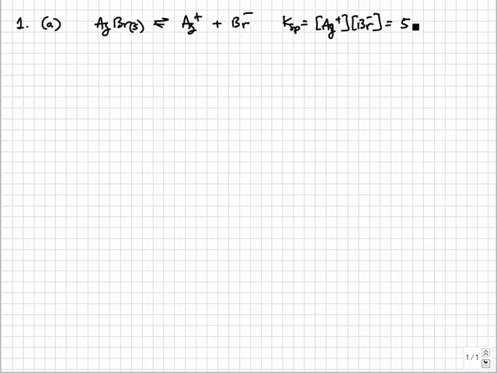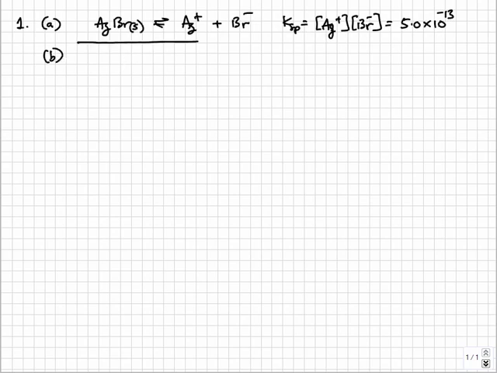1A. The reaction for AgBr dissolving in water is AgBr solid going to Ag+ and Br-. Ksp is the equilibrium constant for this reaction, so Ksp equals the Ag+ concentration multiplied by the Br- concentration, and according to the problem, this has the value of 5.0 times 10 to the minus 13. AgBr is a solid, so its concentration does not enter Ksp.